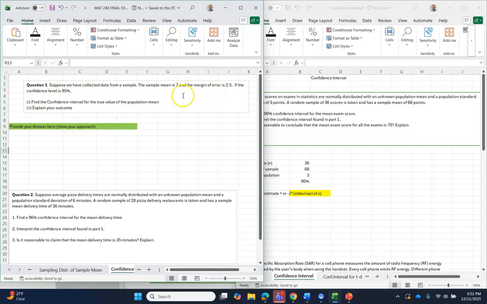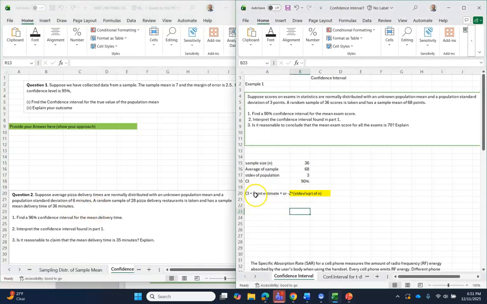You don't have to calculate the margin of error for this one because it is already provided, but for the other question you will have to calculate it. To calculate the margin of error, you have to use this confidence interval formula. The first thing we need to do is find the z value, which can be obtained if we have a probability. The confidence level of 90 will actually give us the z value.